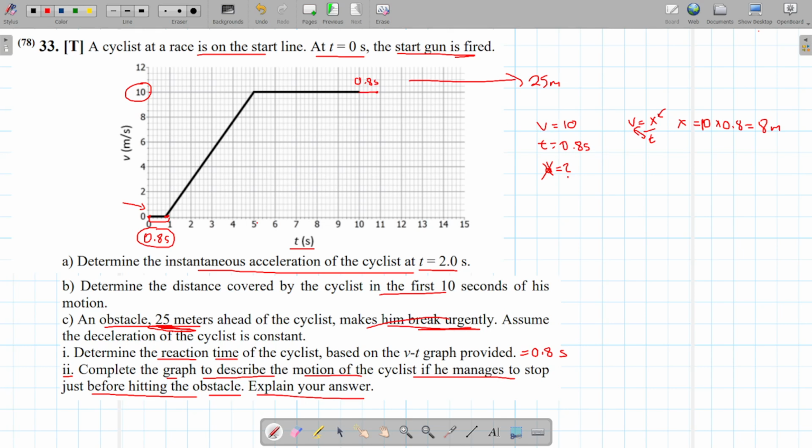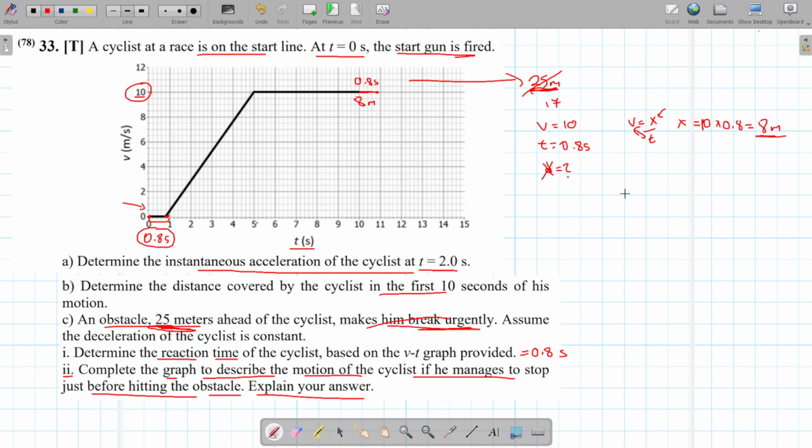So in this 0.8 seconds, he was still moving at 10, because it took him 0.8 seconds before he started braking. That means he traveled 8 meters in this 0.8 seconds. So now the obstacle isn't 25 meters away, it's 17 meters away. Now we have to brake at a rate so we reach 0 in 17 meters.